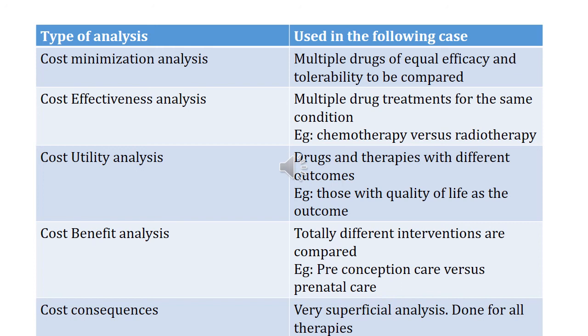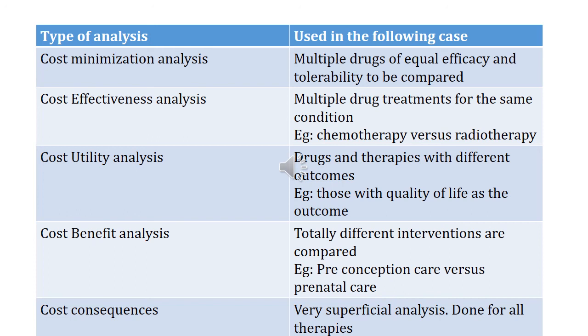When you have to compare a particular therapy with different outcomes, for example, you may have a particular therapy in case of arthritis. Now that therapy can have different outcomes. Either the person's condition will improve or the person's condition will worsen. Or in some extreme cases, the person may not even survive for a longer period of time. So specifically, those treatments for which quality of life is one of the outcomes, for that you go for cost utility analysis.